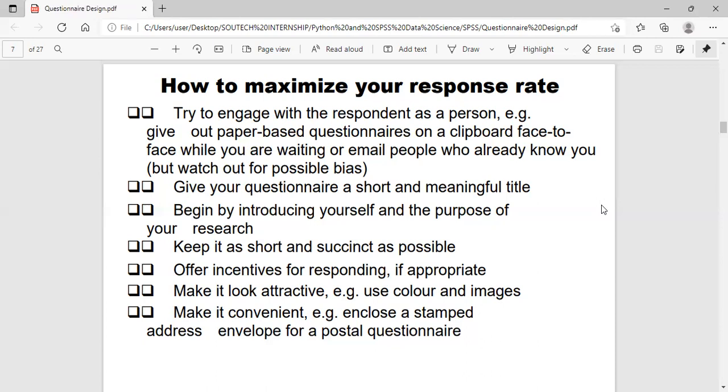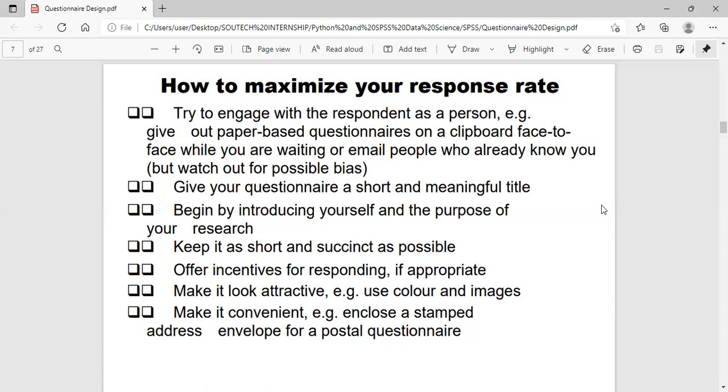Next, offer incentives for responding if appropriate. That's give out things for responding. Example, if you answer the survey, you get this amount of money, or if you answer this survey, you get this thing, let's say t-shirts or something. Make it look attractive. Use color and images. Don't make it blank and look boring. They will not want to fill that kind of survey.